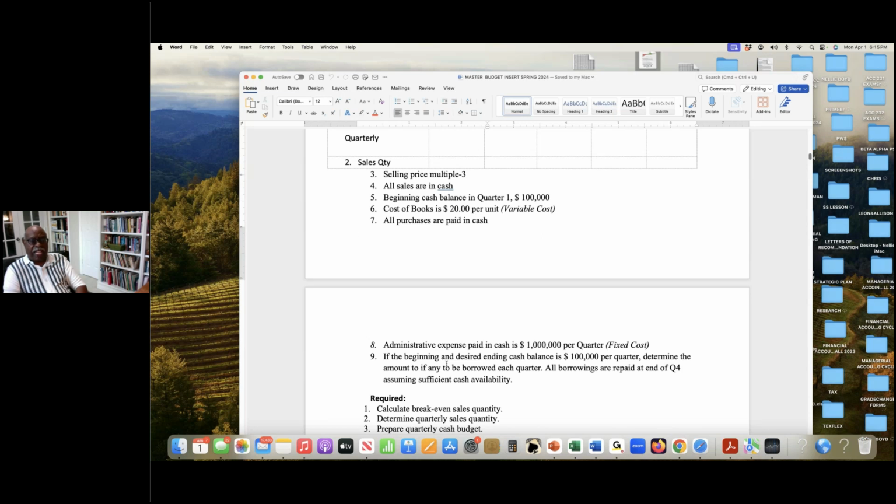And the beginning and desired ending cash balance is $100,000. You start with 100 and you end with 100. And if you have to borrow, you're going to pay it back in the fourth quarter.